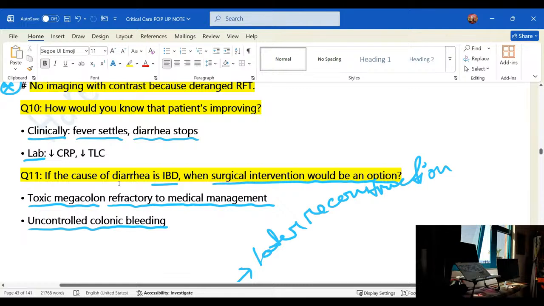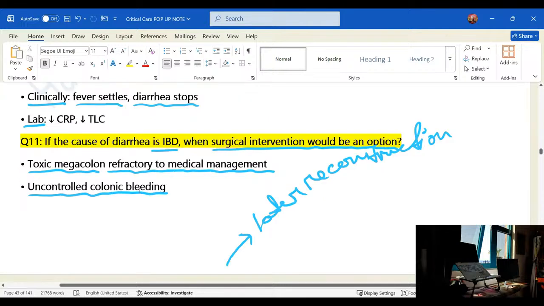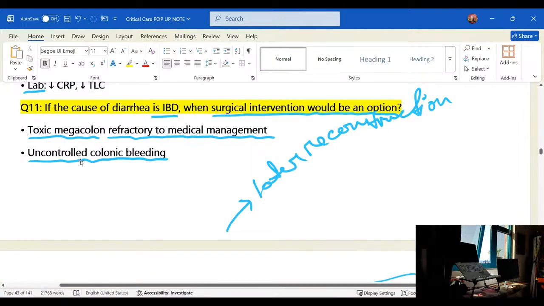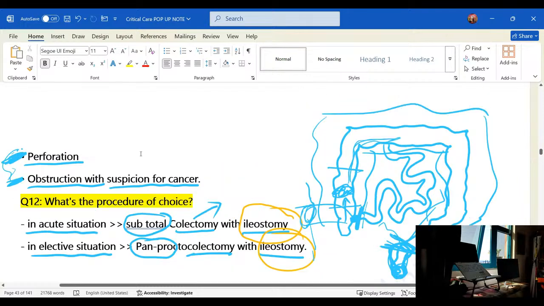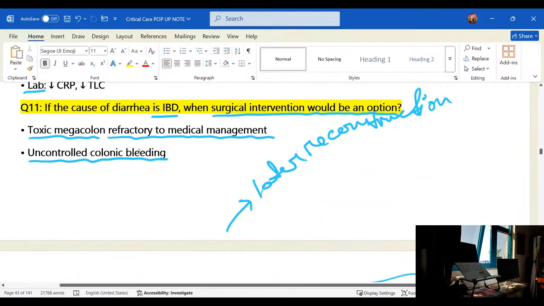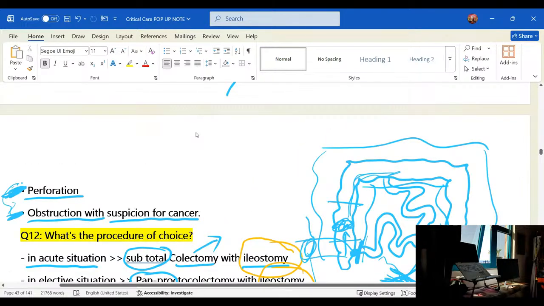In the case where the cause of diarrhea is IBD, when would surgical intervention be an option? If complications develop like toxic megacolon refractory to medication and uncontrolled colonic bleeding. Yes. Toxic megacolon refractory to medical management, uncontrolled colonic bleeding, perforation, and obstruction, with suspicion of colon cancer.